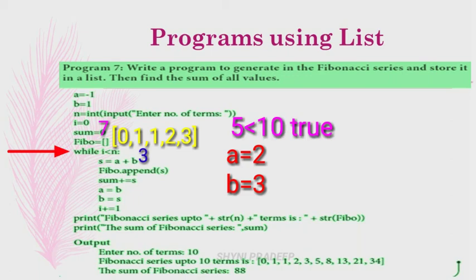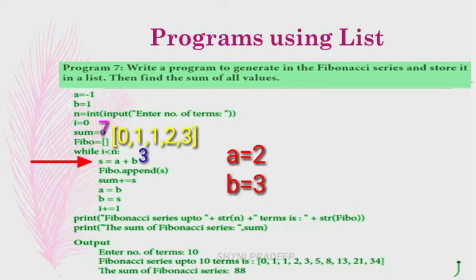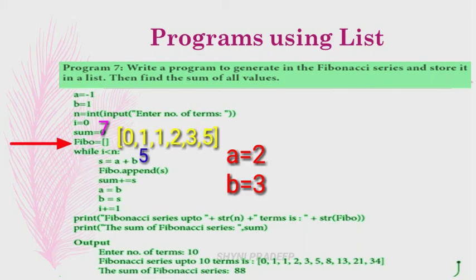This condition is true. Calculate the next value, that is s is equal to a plus b. A is 2, b is 3. So 2 plus 3 is equal to 5. So s is equal to 5. This value of s will be added in the Fibo list. Next, sum is equal to sum plus s. Sum value is what? 7. 7 plus s value is 5. 7 plus 5 is what? 12. So sum is equal to 12.